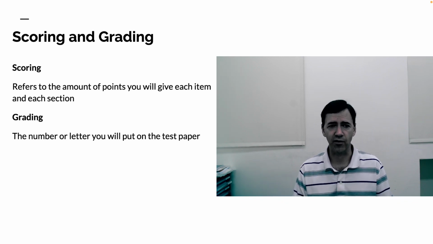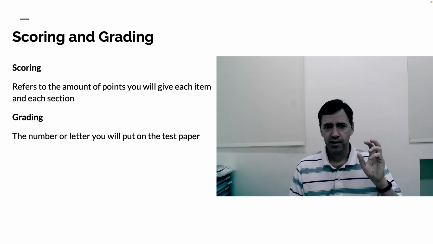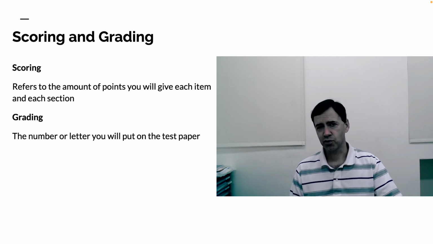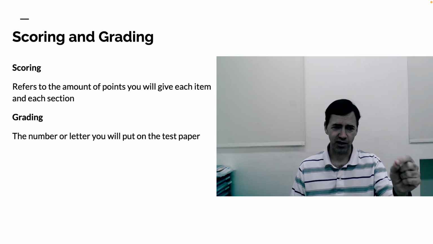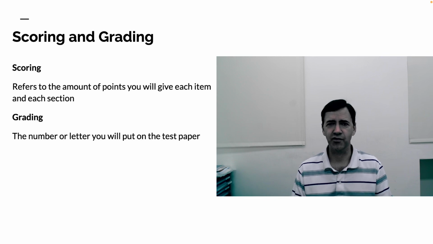Okay, scoring and grading, I'm not going to talk very much about it now because later on in the textbook we're going to have a whole chapter on it. But in terms of scoring and grading when you're preparing, scoring refers to the points you're going to give for each item in each section. So Section 1 is worth 10%, Section 2 is worth 40%. Each individual question, how many points is it worth? You should really figure this out in the very beginning and make sure it's appropriate.